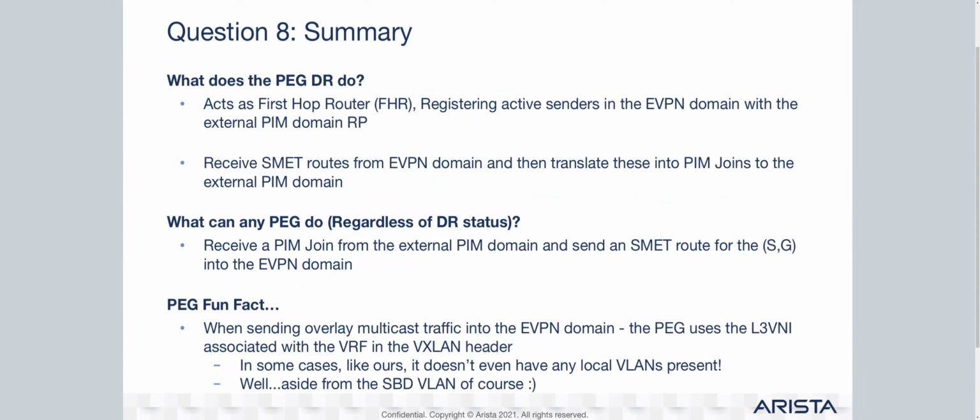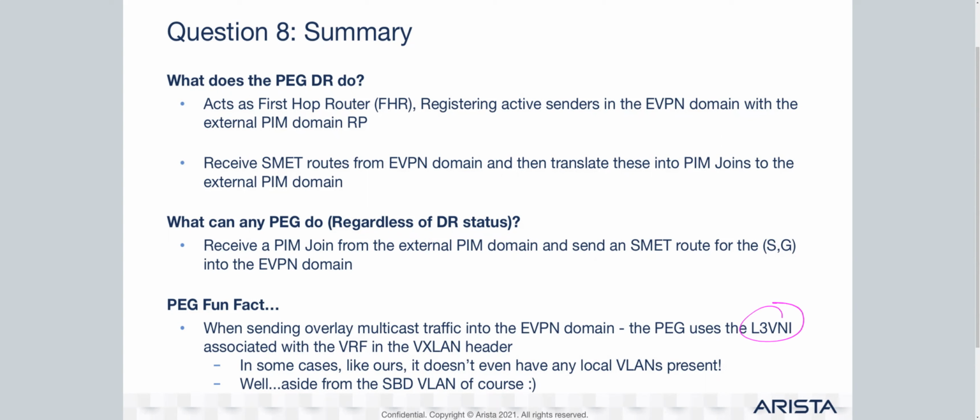One last fun fact, and we'll wrap it up. For the PEG, when the PEG is sending overlay multicast traffic into the EVPN domain, it doesn't have any bridge. In our case, the PEGs don't have any VLANs locally present. There's not any VLANs created on the box. So what do they use? In that case, it'll actually use the L3 VNI associated with the VRF in the VXLAN header.